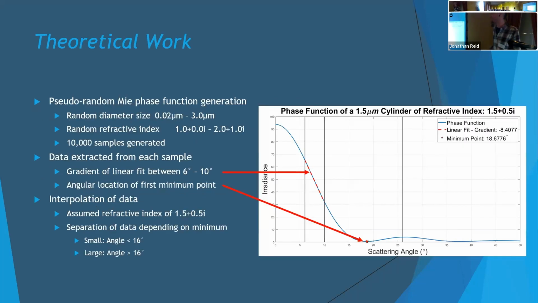So basically what I did was I made a lookup table. I had an assumed refractive index of 1.5 plus 0.5i, and did the whole range of different diameters that I needed to go through using Mie theory. I did check whether there was any length dependence using the discrete dipole approximation, but it seems to be different.